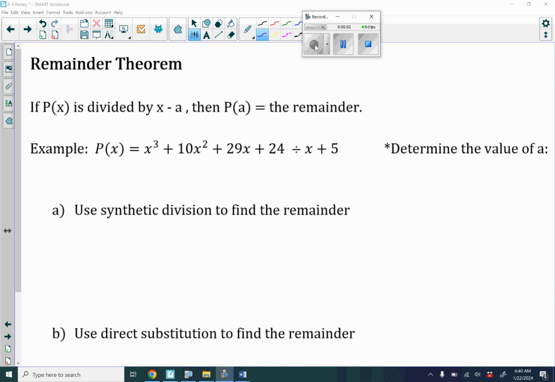Hey everyone, here's the continued notes for 3-4. So what we're going to do is talk about the remainder theorem. We're still going to use synthetic division, which kind of ties into that.